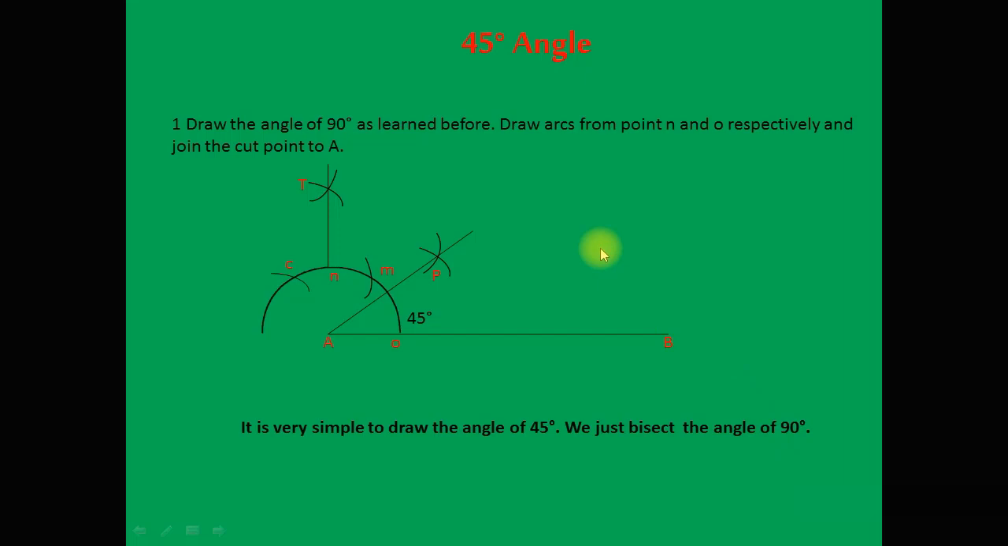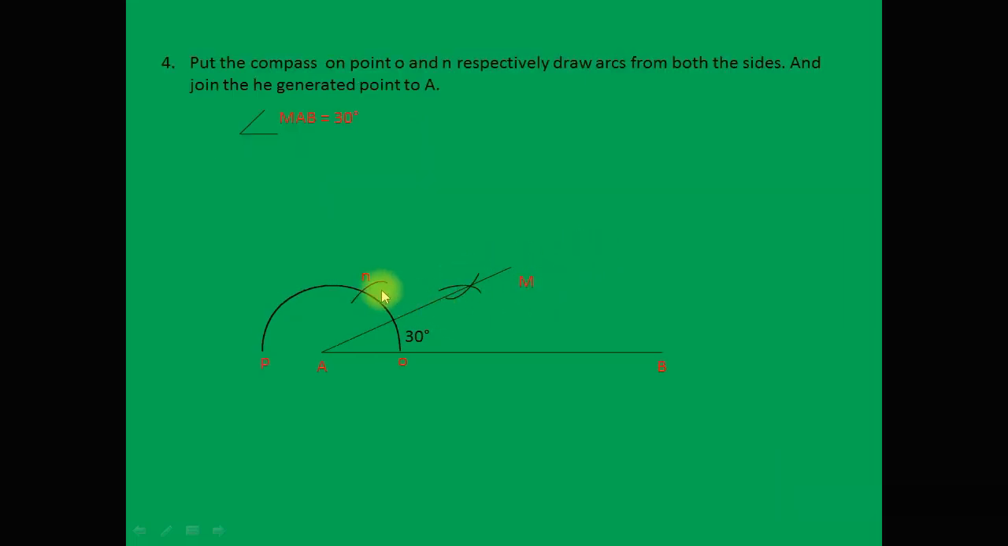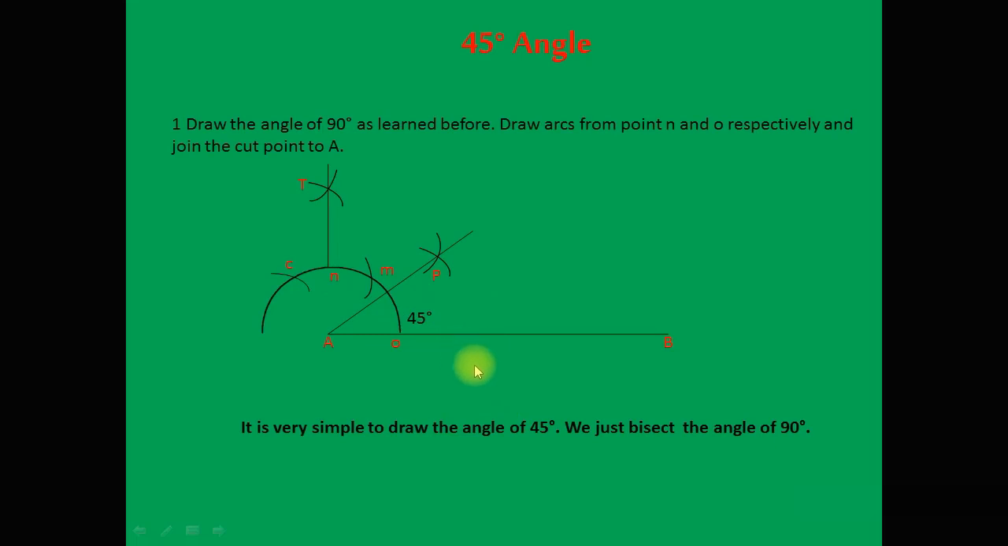So dear students, in the previous slide, as I told you that for the 30-degree angle, bisect the 60-degree angle, and for the 45-degree angle, bisect the 90-degree angle. First of all, construct angle of 90-degree. For the 90-degree angle, as I have already told you, open the compass about some radius and put the compass at this point A and draw this large arc. Now put the compass at this point O and draw an arc. You will get an angle of 60-degree.